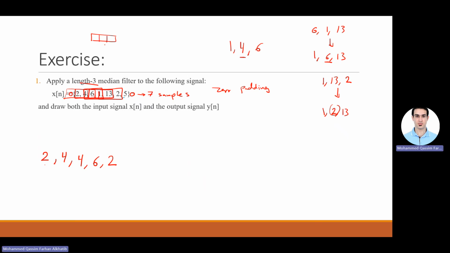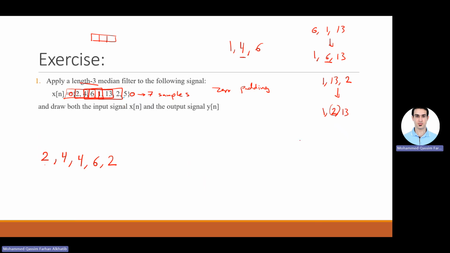Yeah, 2, 4, 6. That's the first one. Then the second one, 4, 6, 1. When you do the sort, 1, 4, 6. That's the second one. All right, so we have 1, 13, 2. So it's going to be 1, 2, 13, so the value is 2.